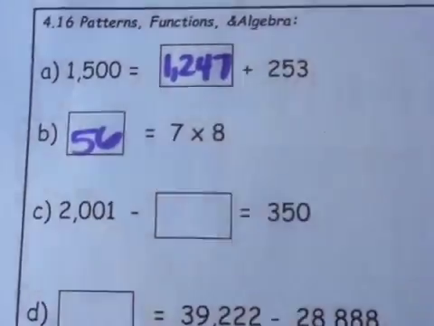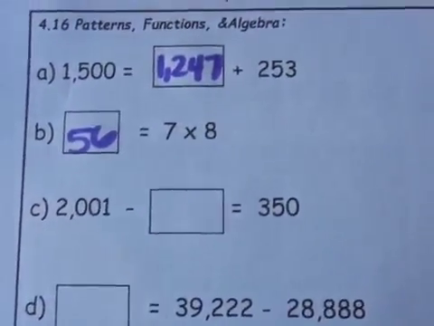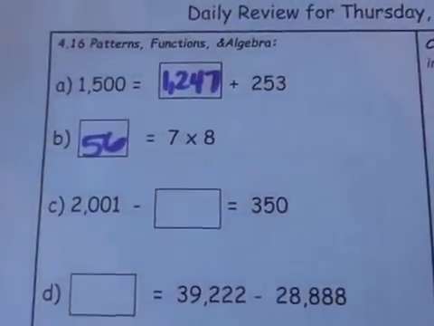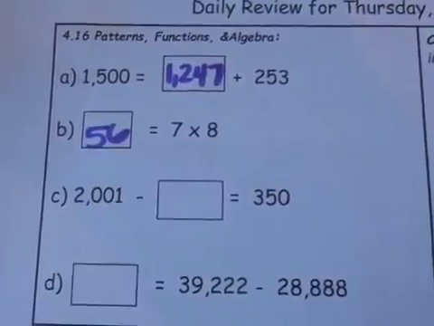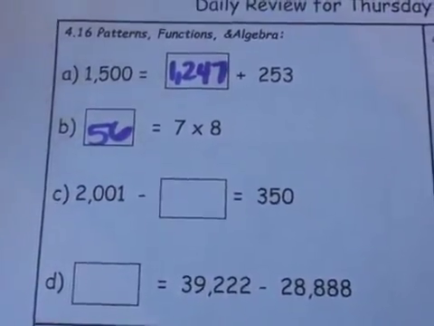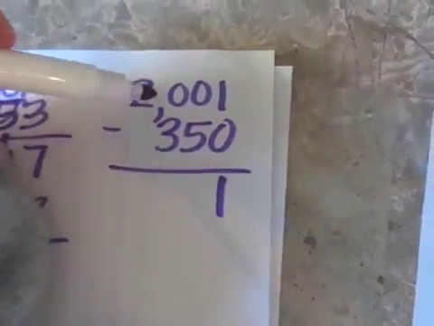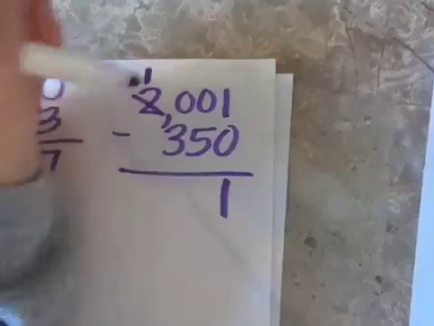Alright, the next square is saying 2001 minus a number gives us 350. So we're going to do the same thing we did with A. We're going to take those two numbers and subtract them. So 1 minus 0 is 1. 0 minus 5, can't do that. 0 minus 3, can't do that. Borrow. The 0 becomes a 10.